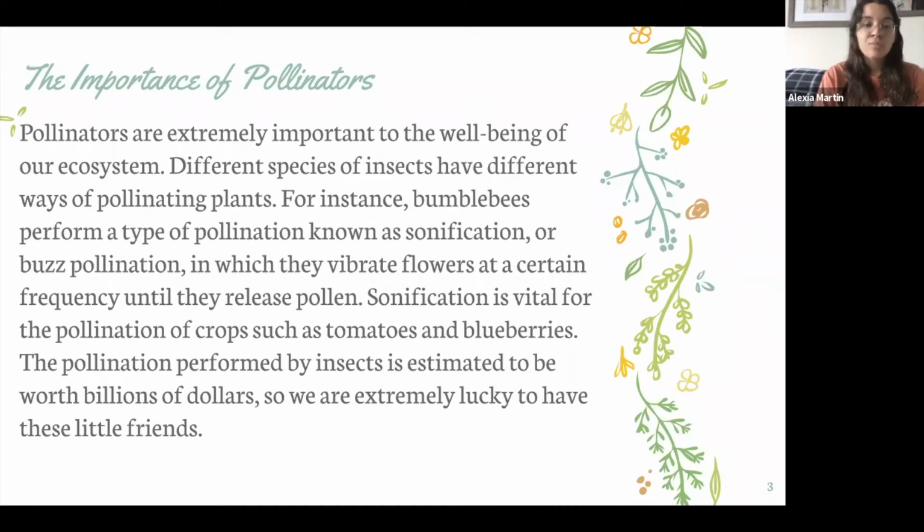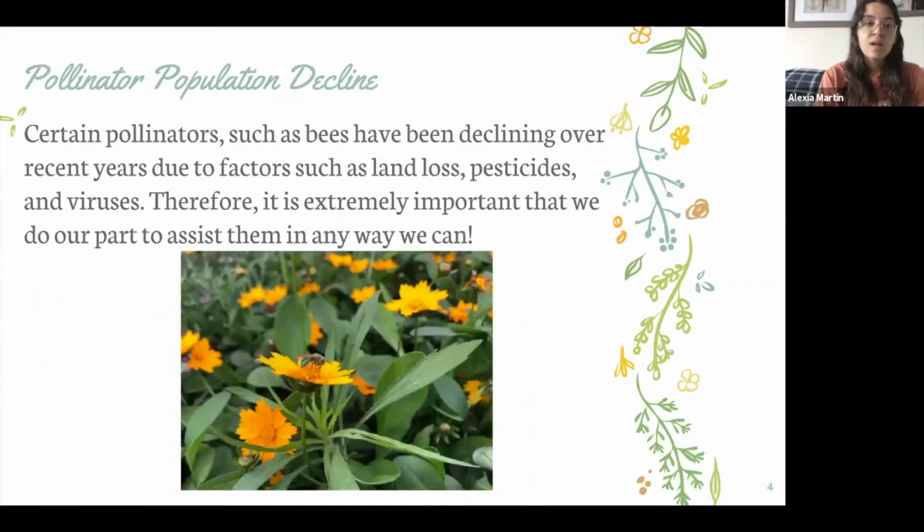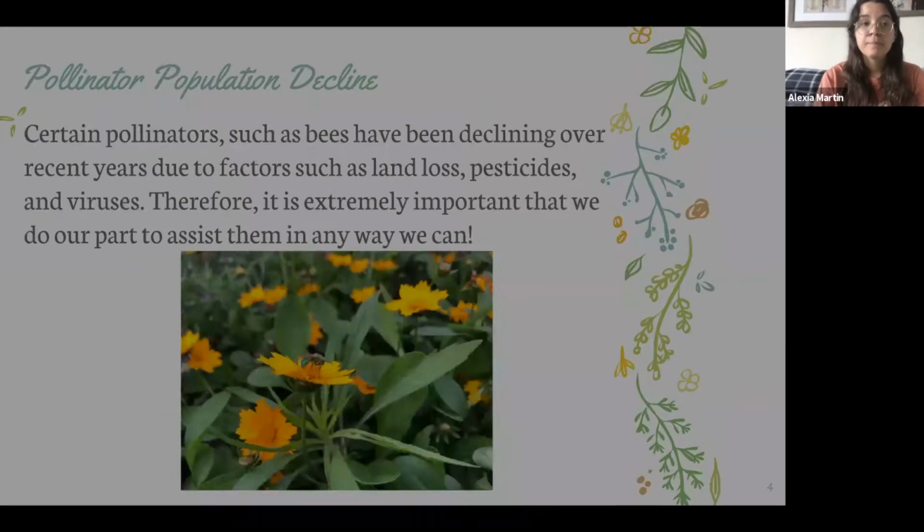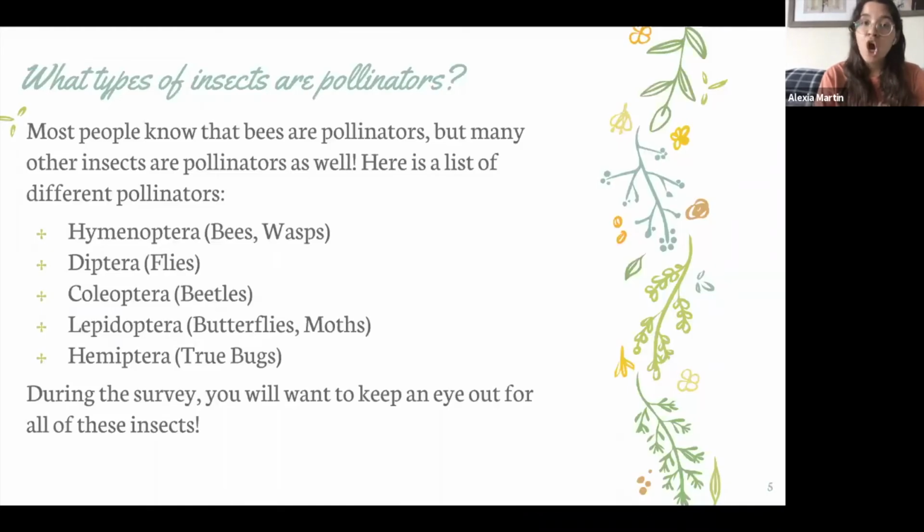The pollination performed by insects is estimated to be worth billions of dollars, so we are extremely lucky to have these little friends to pollinate for us. Over the past few years, certain pollinators such as bees have been declining due to factors such as land loss, pesticides, and viruses. So it's extremely important that we do our part to assist pollinators in any way that we can. So what type of insects are pollinators?